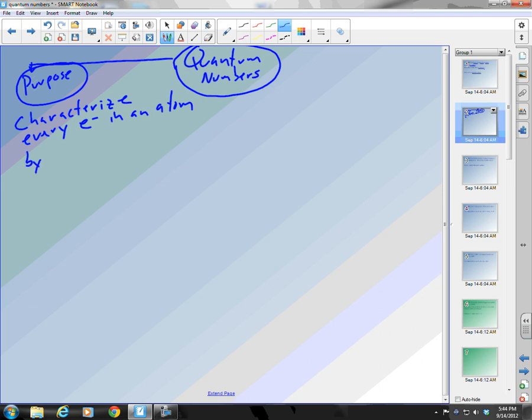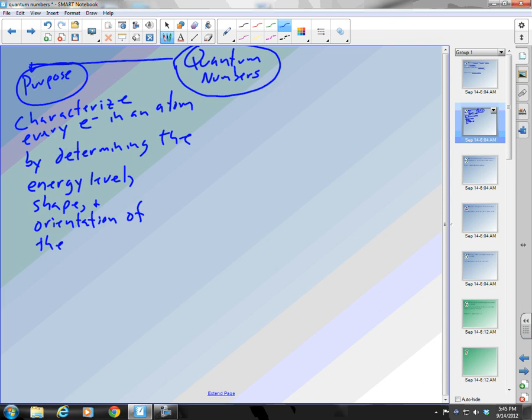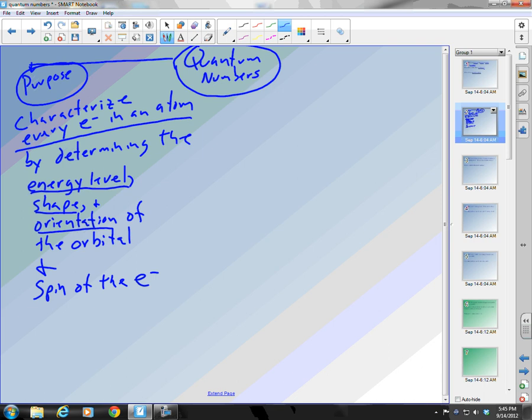And we're going to do this by determining number one, the energy level, the shape, and the orientation of the orbital. And remember, what's an orbital? It's just a most probable location of the electron. So we're going to characterize every electron in an atom. How? By determining the energy level, the shape, and orientation of the orbital, and by determining the spin of the electron. By doing these four things, we uniquely characterize an electron in an atom.